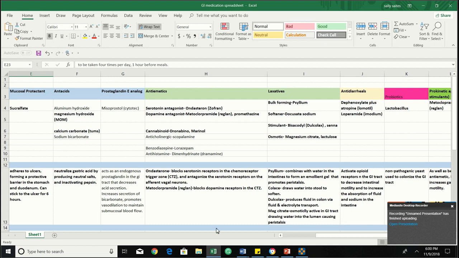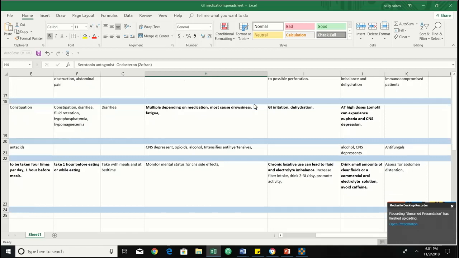Okay, so let's go to antiemetics. Hopefully all of you have either seen or given ondansetron or Zofran already. So this is for patients that are nauseous. Zofran, I'm going to talk about that mostly. It is an anti-nausea medication. It's very mild. It is used very frequently. It can be given IV push or PO. Okay.